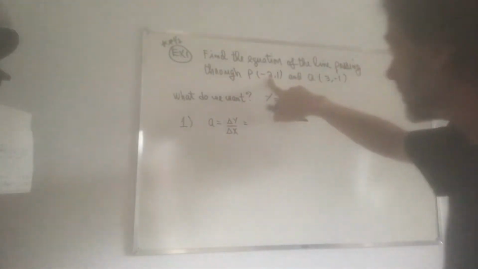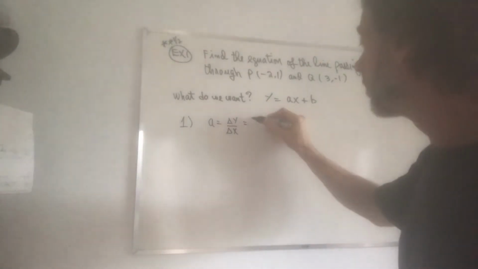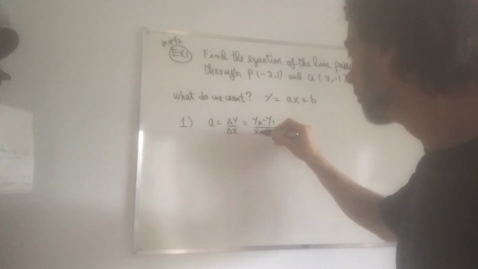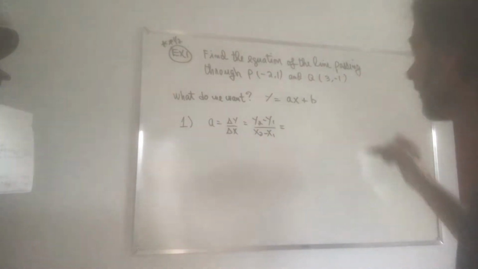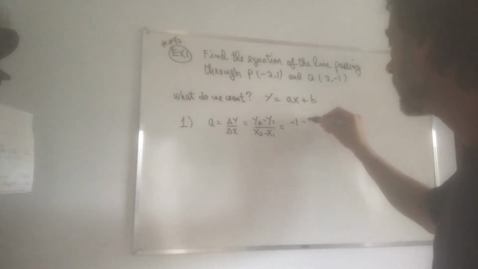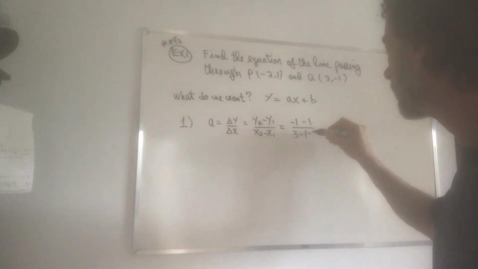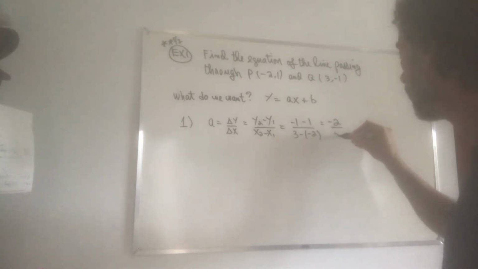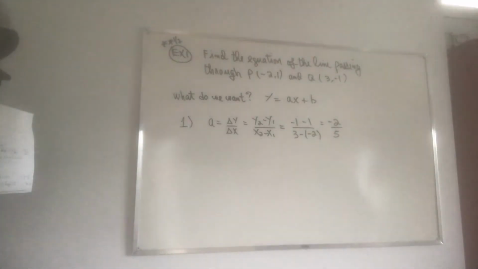So let's say this is x1 y1 and this is x2 y2. So we shall compute y2 minus y1 over x2 minus x1 in the following way. -1 minus 1 over 3 minus -2. That would be -2 over 5, and that is our slope. Very good.